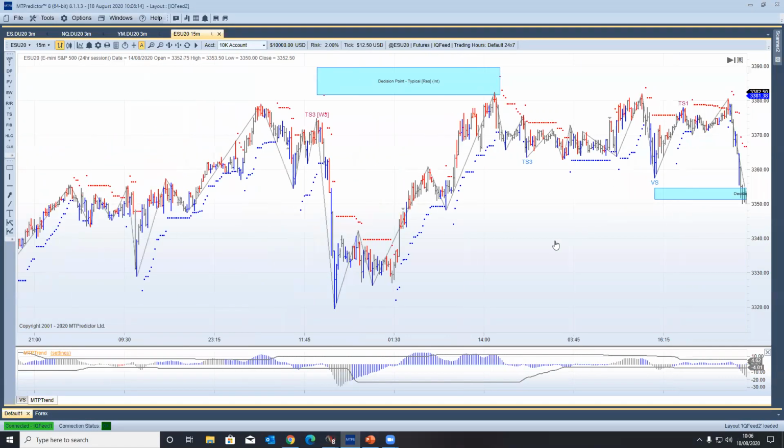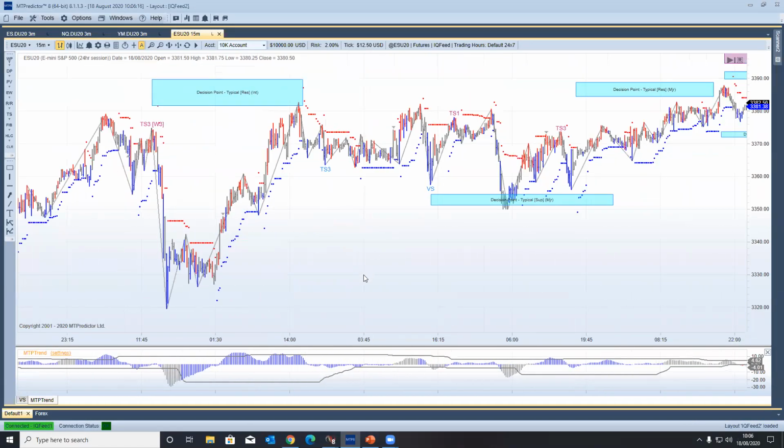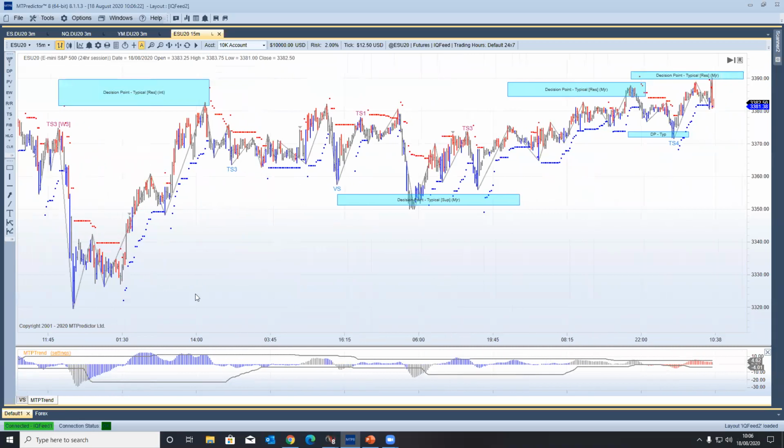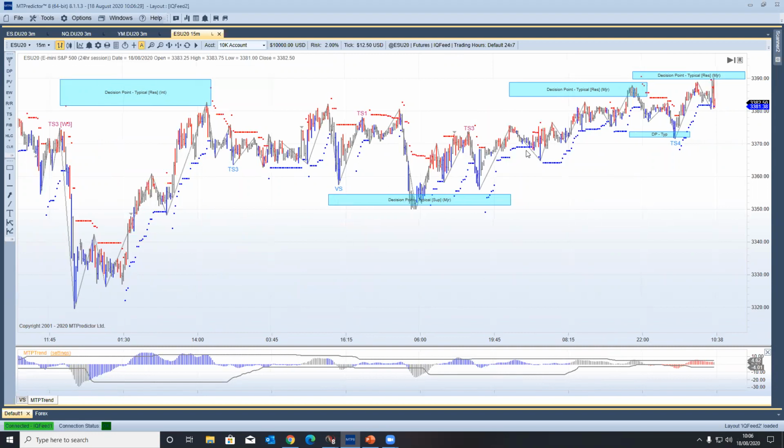So if I scroll out here, you can see that if you choose the correct pivots to use, basically we caught that major high. After all this chop down here, we caught that low. After all this chop up here, we caught that high, we caught that low, we caught that high.